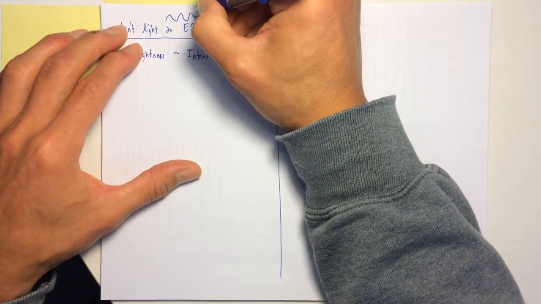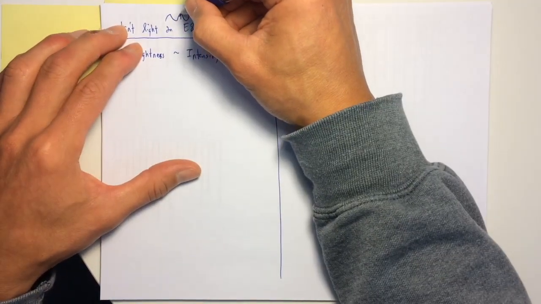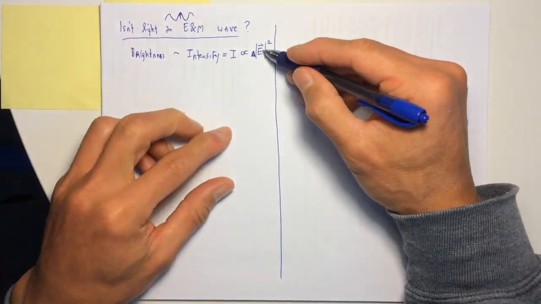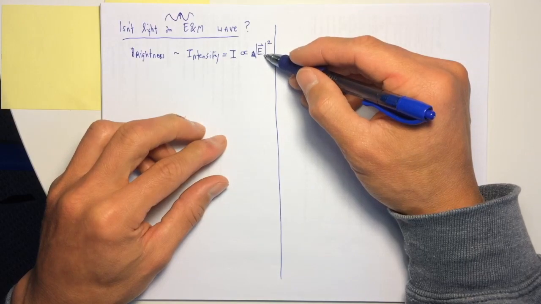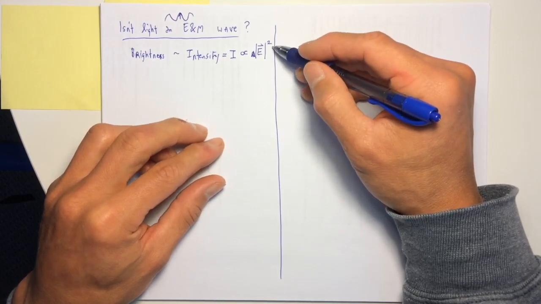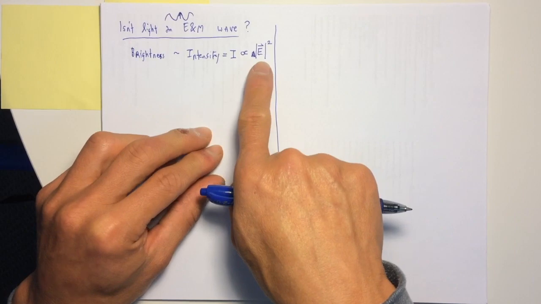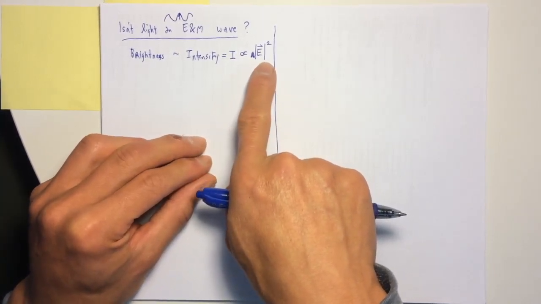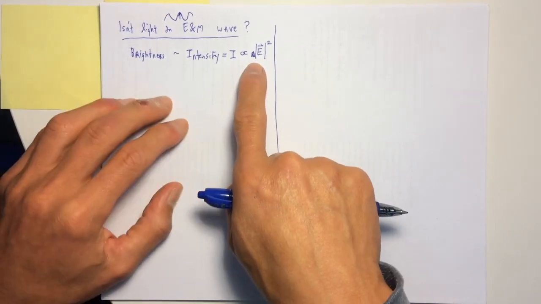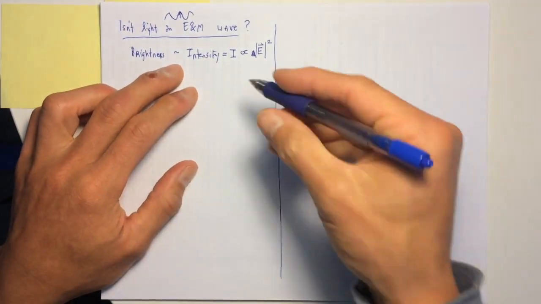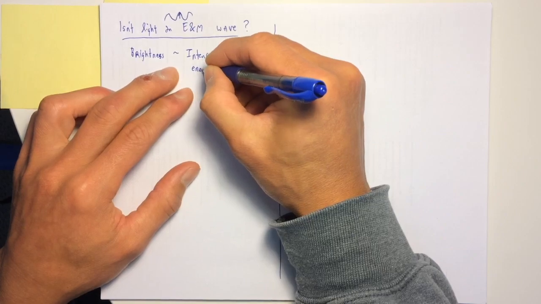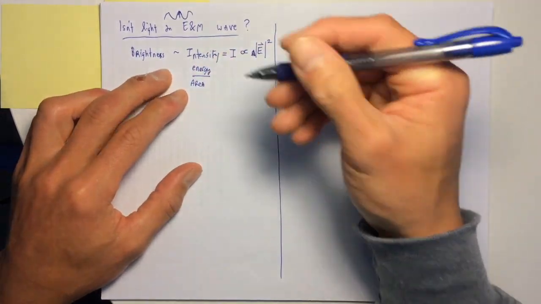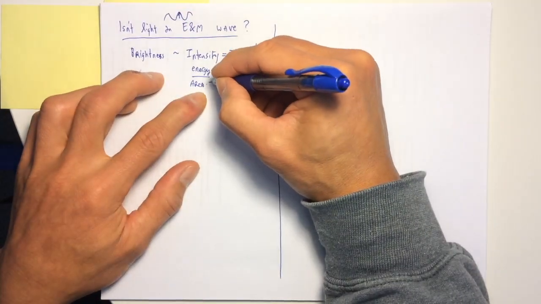A wave looks like this. And these are the amplitude, right? The height of the wave is the max value of the electric field. And you take the magnitude squared, and the intensity is proportional to that, with some other stuff, like mu naught and maybe some other things. But anyway, this intensity is energy per area, and then also per time.